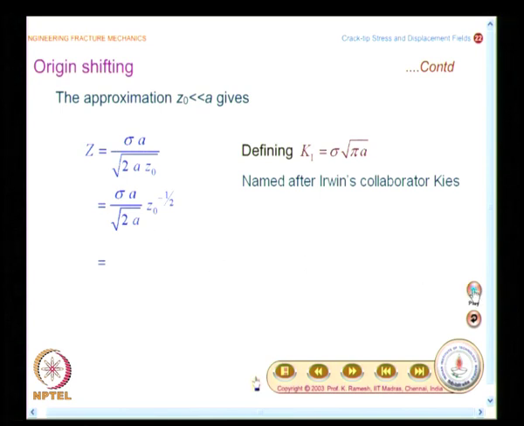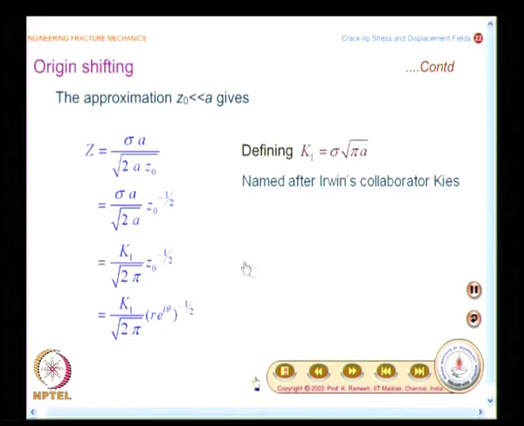So, when you substitute this definition, this will reduce to K1 by root of 2 pi, z naught power minus half, and z naught can be written as r e power i theta. This could be further simplified in terms of cos theta plus i sin theta. That is how we will proceed. Finally, we will get the stress field in terms of r and theta. That is what we are proceeding at.